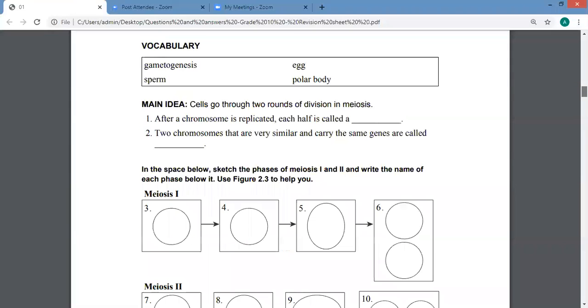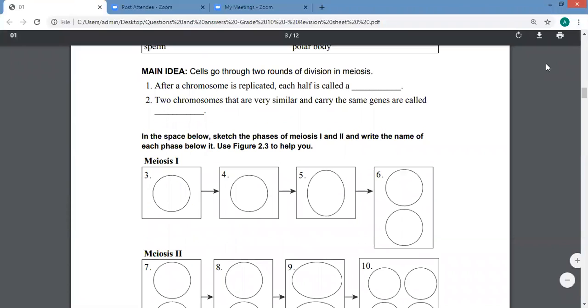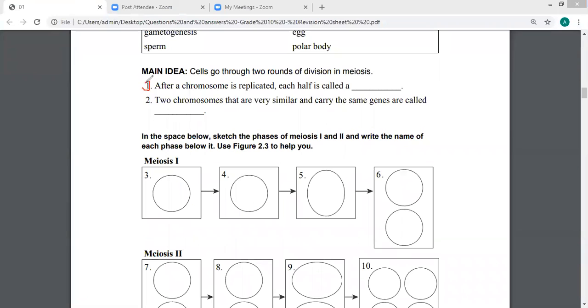Okay. Let's start with the first one. Please, if you know the answer, say it. Don't be shy. This is for your participation grades, okay?